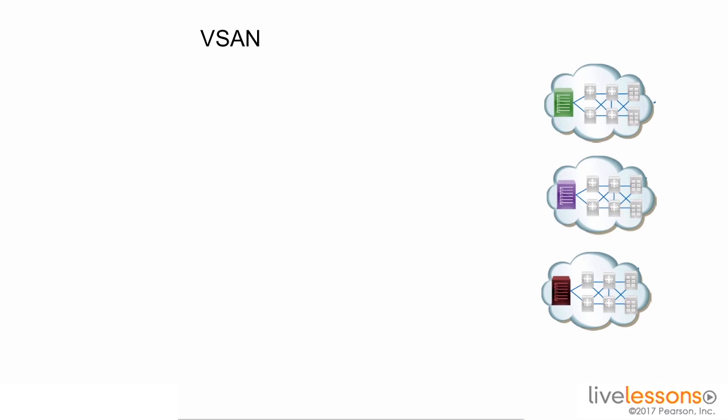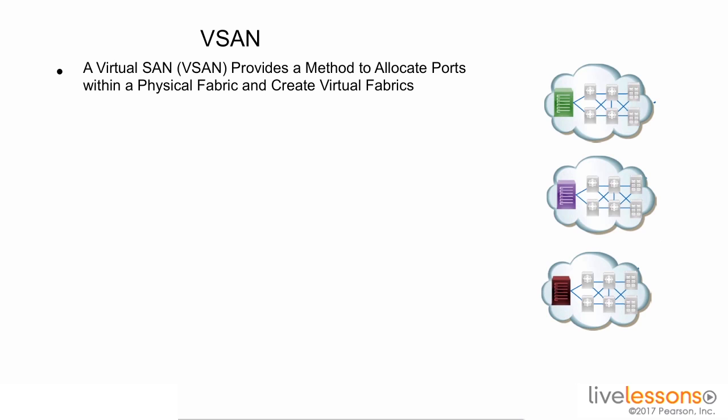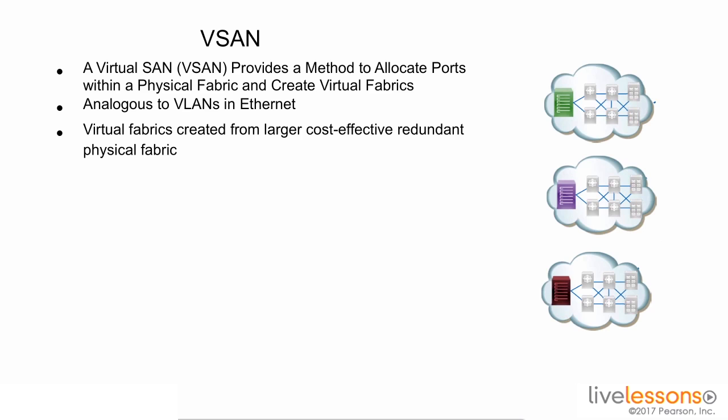Now, if VSAN sounds a lot like VLAN, you're correct. Traditionally, with storage area networks, you started out with one SAN, maybe a production SAN, and then you realized maybe I'd like another SAN for my tape drives, or maybe I want another SAN for my test and dev environment. And basically what happened is we started to get a bunch of SAN islands in our environment. A VSAN is analogous to a VLAN in Ethernet.